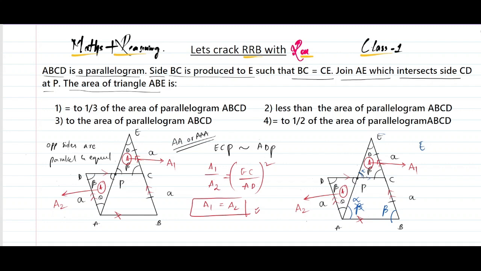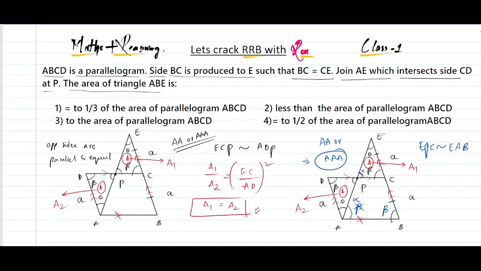Similarly, in EPC we went from theta to alpha, and similarly theta to alpha in EAB. These two are similar triangles by the AA or AAA property. I hope you are understanding how this small triangle and the big triangle EAB, which is our question triangle ABE whose area we need to find, are similar triangles. Now the same property I'll use here.